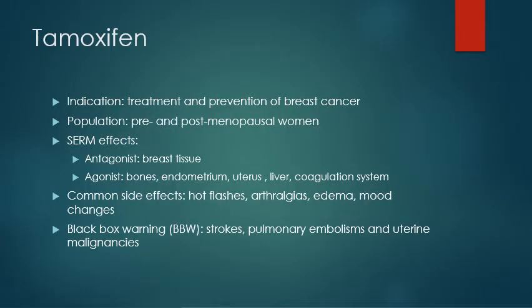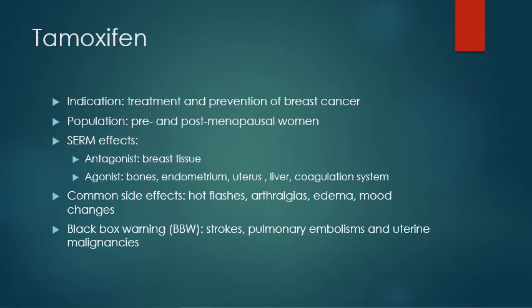So tamoxifen is used in the treatment and prevention of breast cancer. This medication can be used in pre- and postmenopausal women. Its specific SERM profile effects are that it's an antagonist at the breast tissue and an agonist at the bones, endometrium, uterus, liver, and coagulation system.